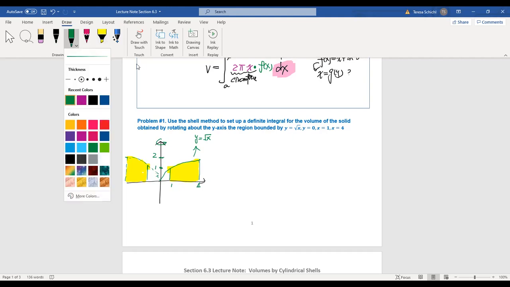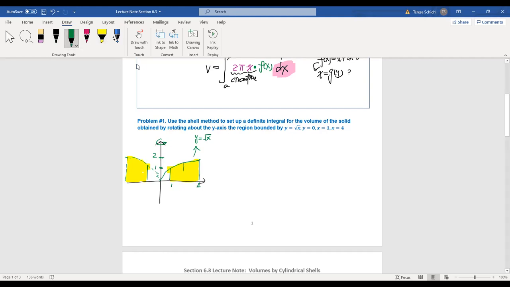So for the shell method, you cut a slice here. You cut a thin slice, like I'm peeling the apples, and now you want to rotate it along the y-axis. Like I say, if you graph it, it will be a lot easier to solve. So always graph here.